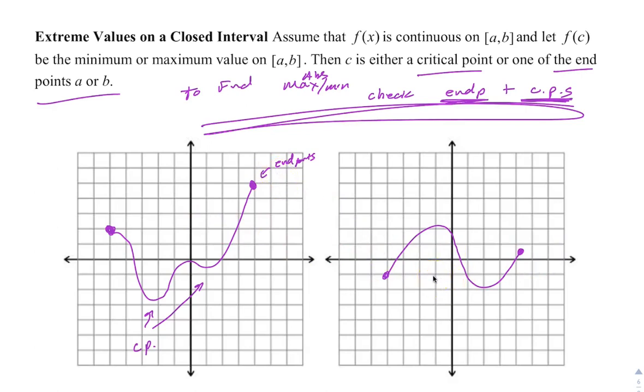In both cases, when I want you to find absolute max or min, extreme values, I cannot stress it enough: you check endpoints and critical points. Remember how you find the critical points? You set the derivative equal to 0 to find those guys. Endpoints are given to you. They're going to give you the endpoints, a and b. Critical points, you've got to set the derivative equal to 0 and find them.